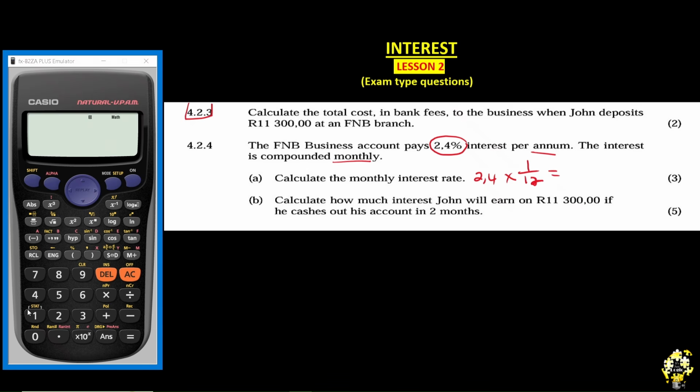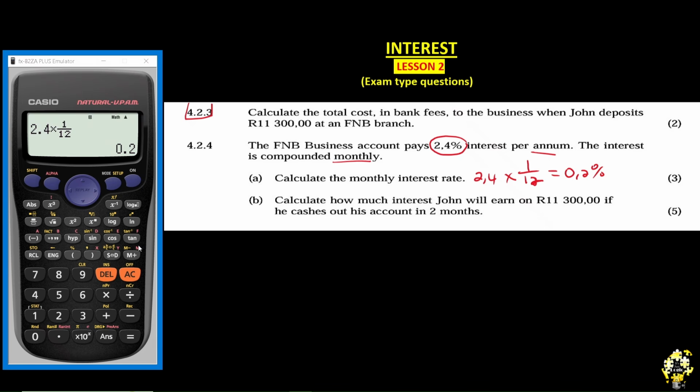So let's go to our calculator and say 2.4, when you multiply it by 1 over 12, what do you get? It says you get 0.2%, so it becomes 0.2%. That's what you were supposed to do there. There are other ways to do that, but at the end of the day, it should be 0.2% that you are getting. Now, let's go to B.